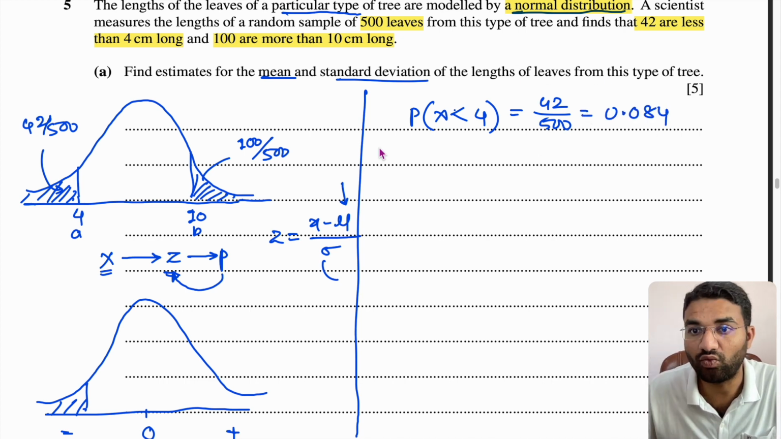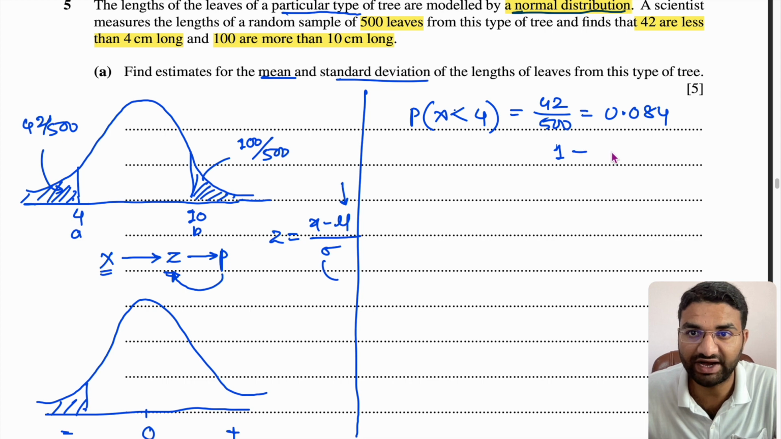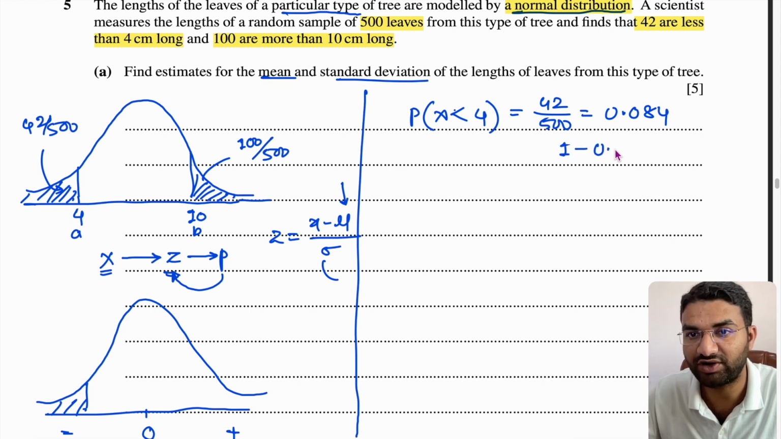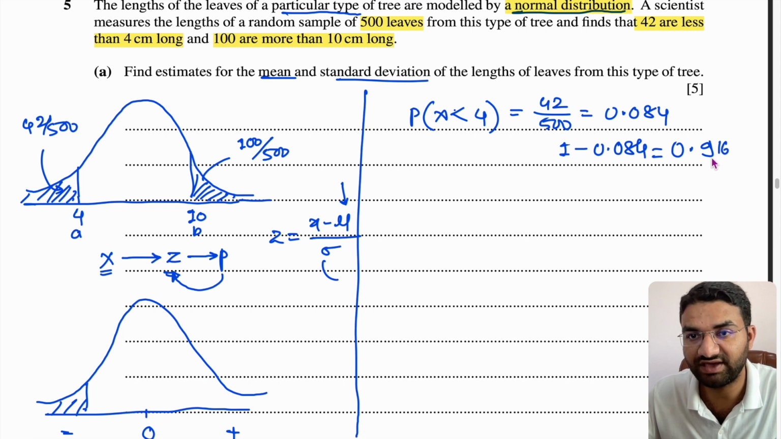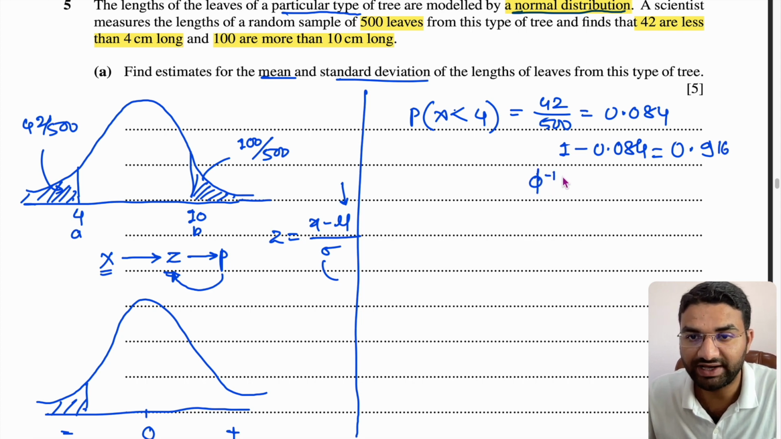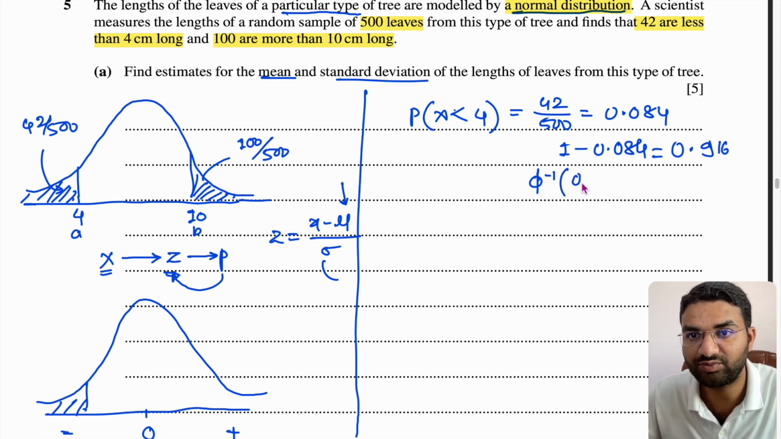Then you have to take 1 minus this value, 1 minus 0.084, and you will get 0.916. Then you have to find the phi inverse, the inverse function, of 0.916. So 0.916 you have to check in the MF.